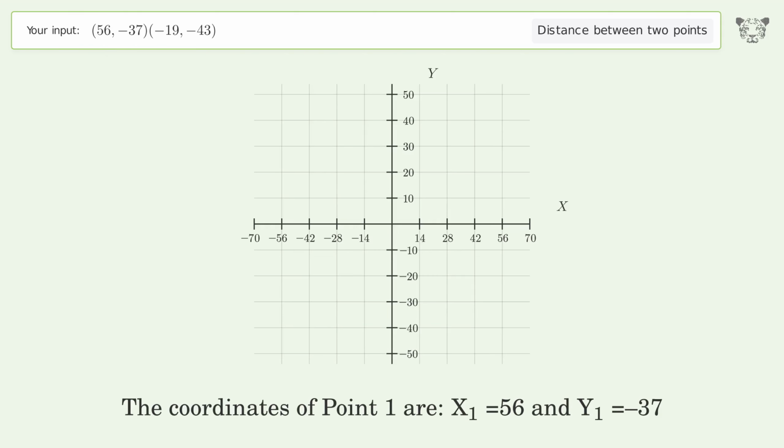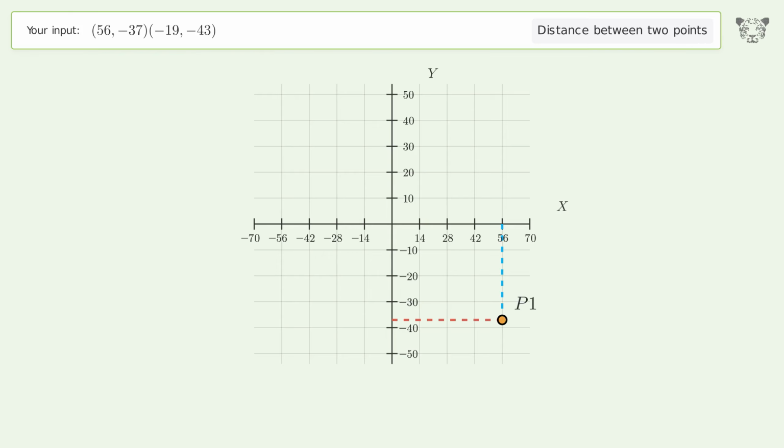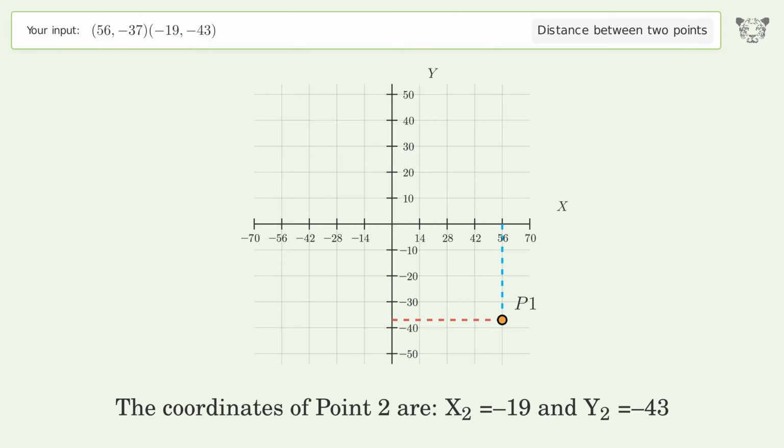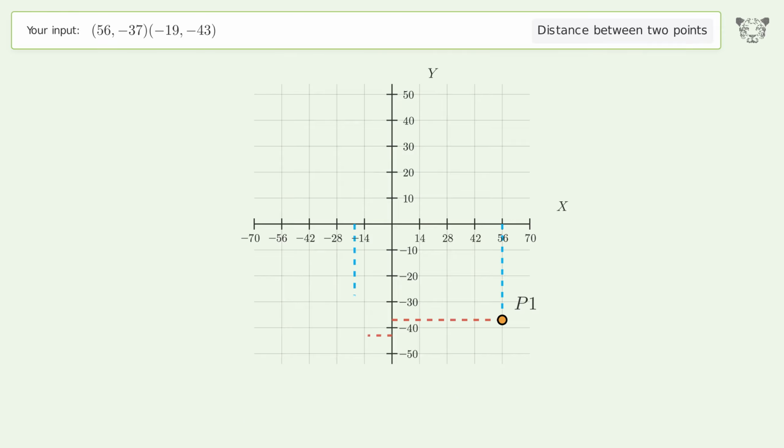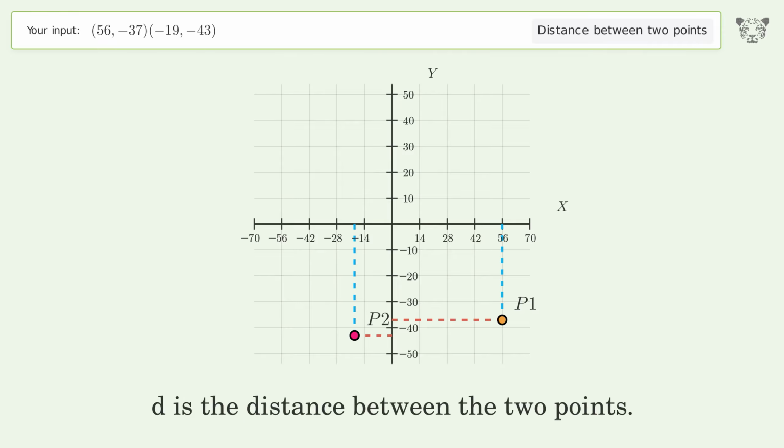The coordinates of point 1 are x1 equals 56 and y1 equals negative 37. The coordinates of point 2 are x2 equals negative 19 and y2 equals negative 43. D is the distance between the 2 points.